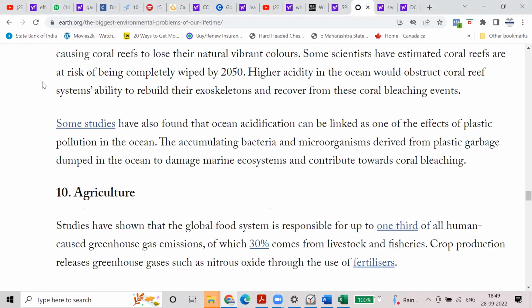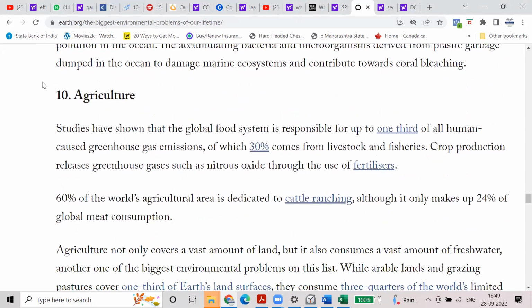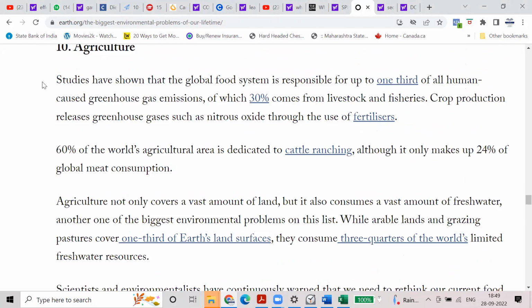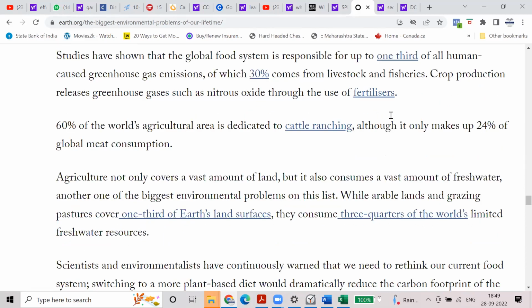Coral bleaching. Agriculture is one. We think agriculture is good. We are planting any which way, but no, it's not. There are greenhouse emissions everywhere. Livestock and fisheries are a problem. All the methane which comes from cow dung is a problem. Crop production is a problem. You don't have to remember nitrous oxide and all these things. I'm just saying that crop production, agriculture, fertilizers, pesticides, all these are problems.